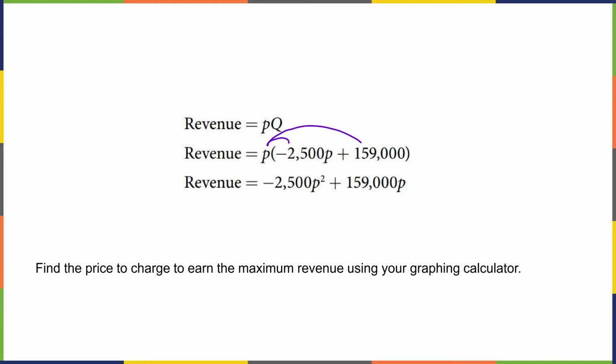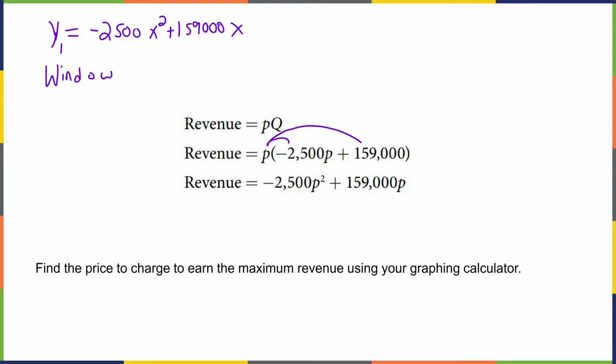Now, this would be a really great time to practice using your graphing calculator in order to find the maximum revenue. That means that what you want to do is go into your Y equals, that button on the top left-hand corner. And then in Y1, you're going to type in negative 2,500x squared plus 159,000x. Remember, you're using x because that's what your calculator understands. If you put in p, it won't know what to do with it. Then you're going to make sure that you have an appropriate window, so check your window so that you can see the maximum.